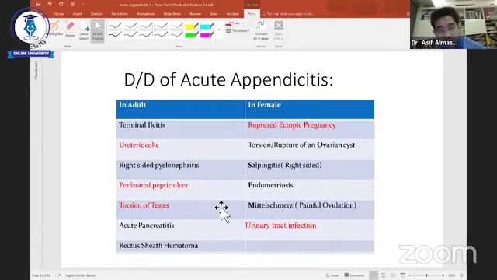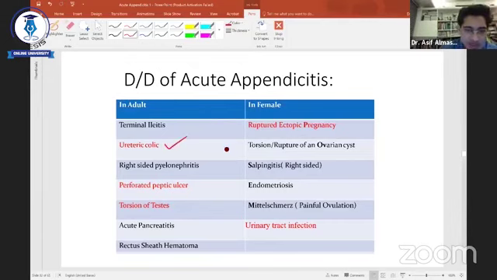Differentials of acute appendicitis. Now, there are many differentials. You don't have to learn all of them, but it's very important that you know the important ones. For example, ureteric colic, it's quite common. Right-sided pyelonephritis, common. Perforated peptic ulcer, torsion of the testes, these are very important. And sometimes acute pancreatitis, quite difficult to diagnose as well.